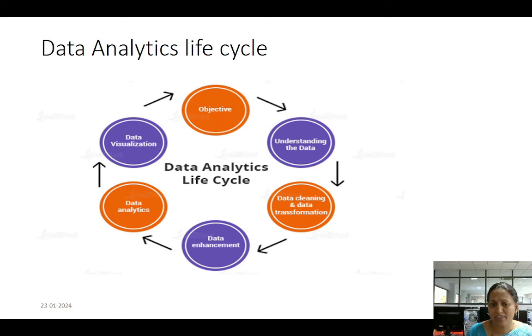This data analytics life cycle consists of many views, that is objective, understanding the data, data cleaning, and data transformation. Each of these circles is a wide range, a big task we are supposed to work out. And in this we have data analytics as an important part where we analyze the data and perform some mathematical operations which will help us arrive at the solution for the given problem definition.